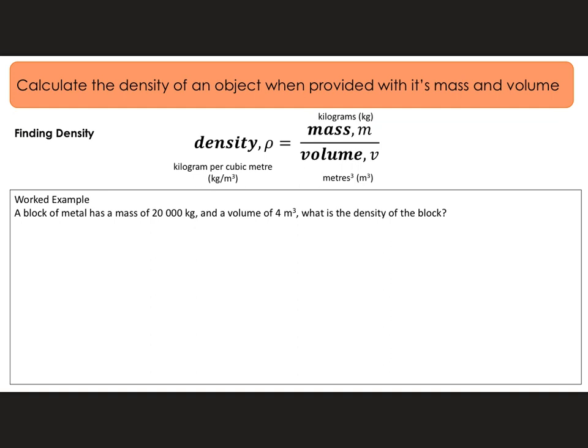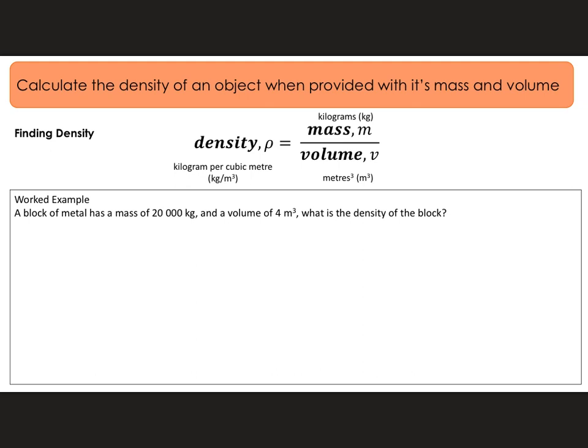So we're now going to calculate the density of an object when provided with its mass and volume. On the screen now I've got a worked example. Hopefully you've got this printed in front of you. If not, you can always work on paper, but please work through this example with me so you know how to do it in the future. The question says, a block of metal has a mass of 20,000 kilograms and a volume of 4 meters cubed, and it asks you to find the density of the block.